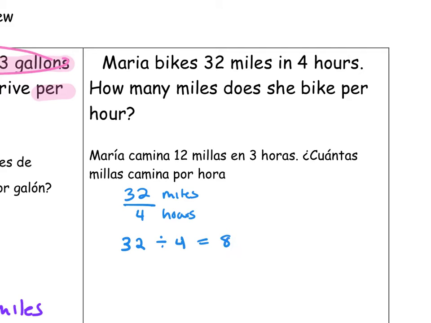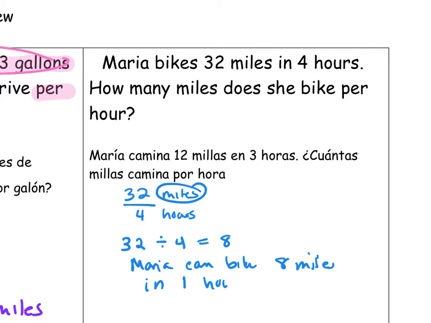The answer is 8, and Maria can bike 8 miles. Again, that's what they gave us first, in 1 hour. So now let's move forward to our third word problem.